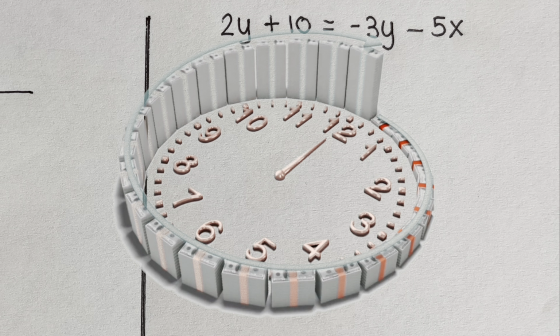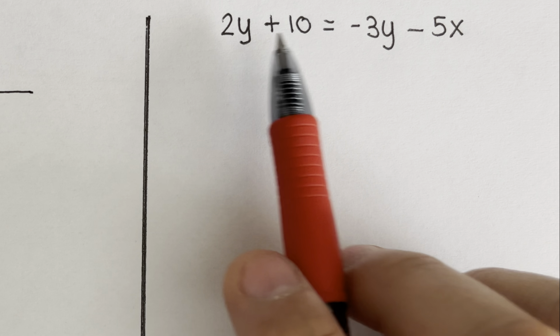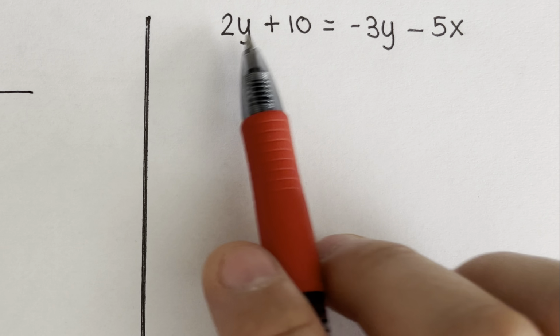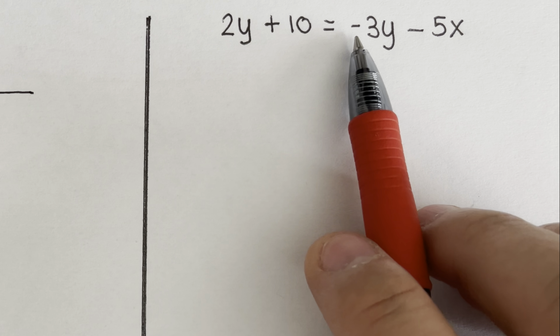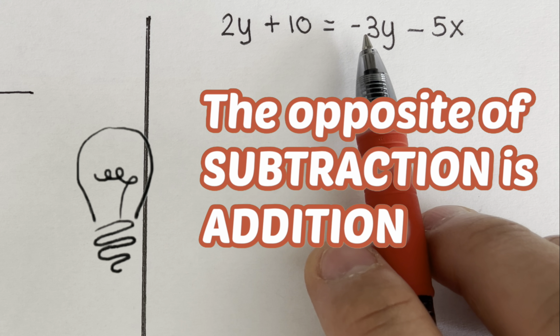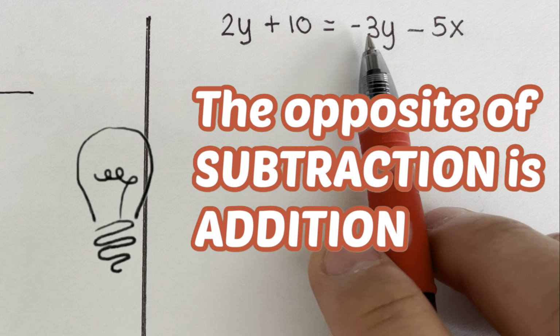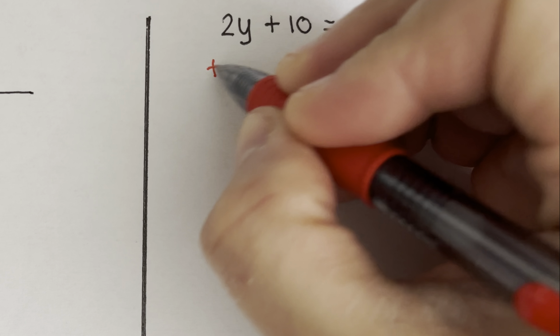Okay, so let's go over the problem here. It's pretty much the same thing as the previous one. We have the y located on both sides of the equation. Again, our target is to have y on one side of the equation by itself. So since this is minus 3y, we remember that the opposite of subtraction is addition. So I'm going to add 3y to both sides, plus 3y here.